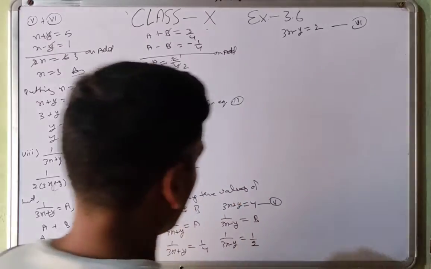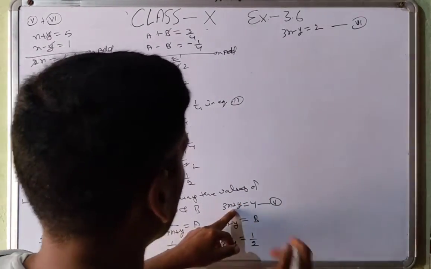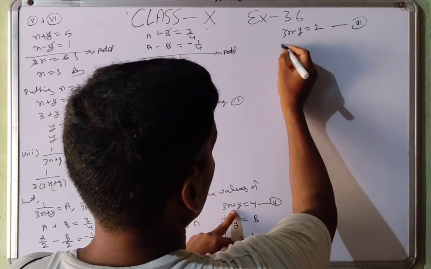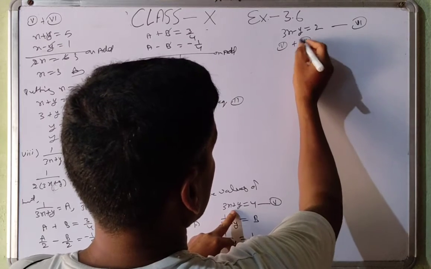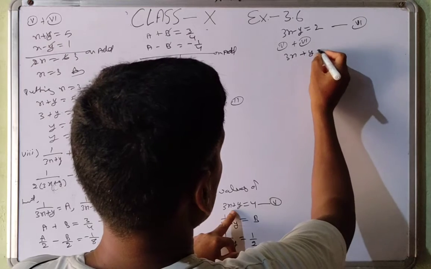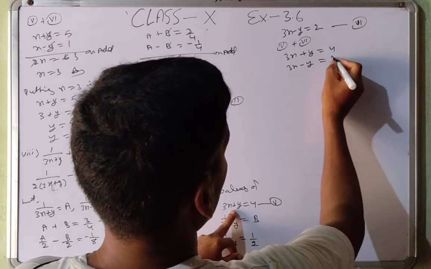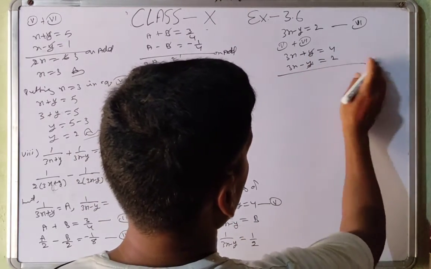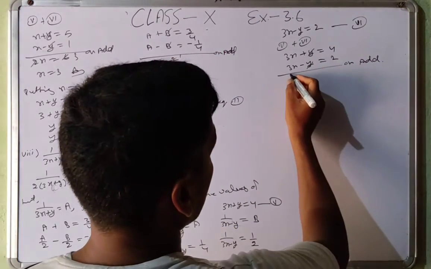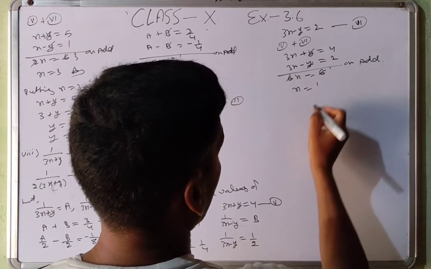Now see the fifth and sixth equation. The y variable is the same, so fifth plus sixth, because the sign is also changed. 3x plus y is equal to 4, and 3x minus y is equal to 2. The y cancels on adding, because the sign is already changed. So that is 6x is equal to 6. 6 cancel by 6, so x is equal to 1.